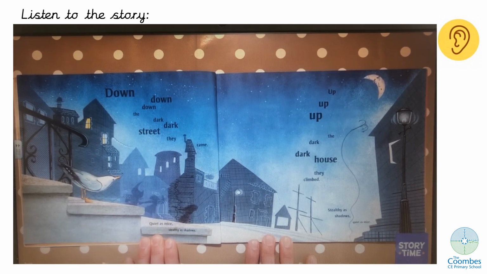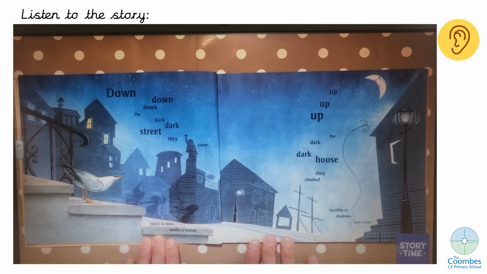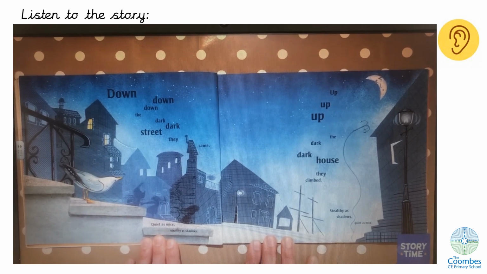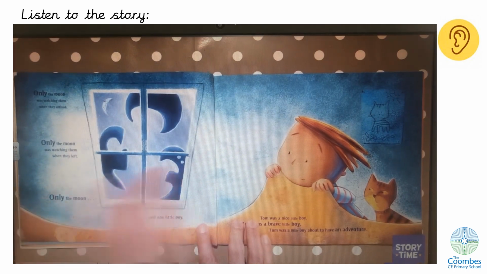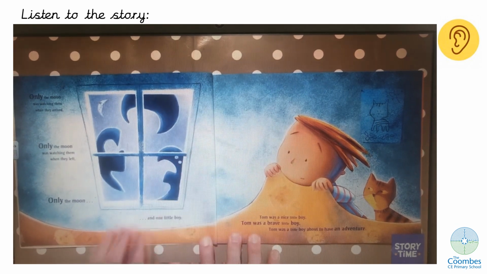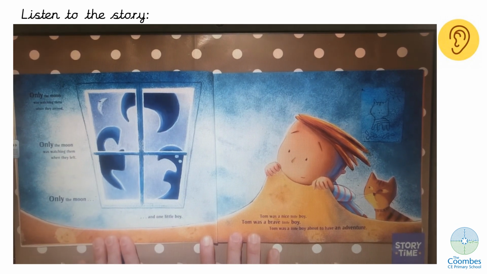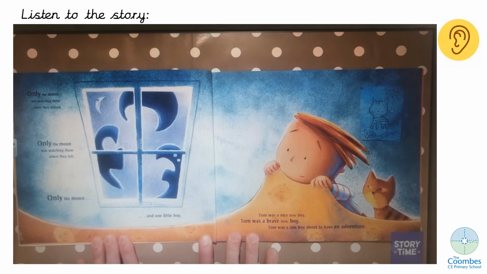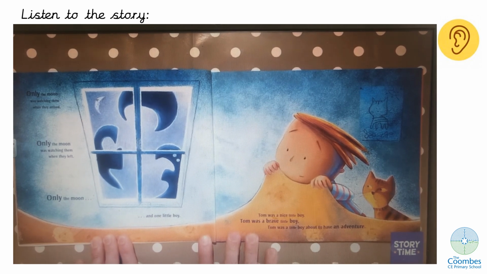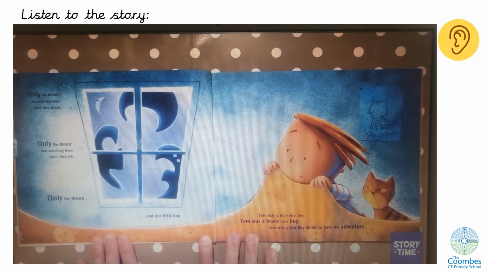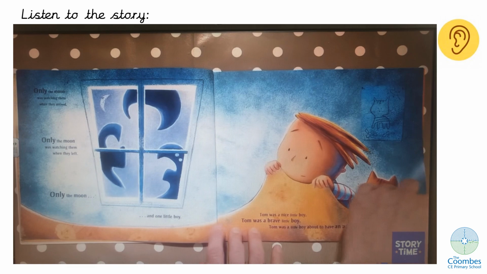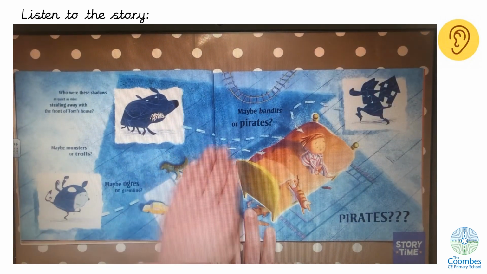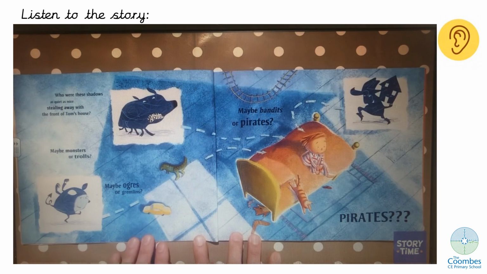Down, down, down, the dark, dark street they came, quiet as mice, stealthy as shadows. Up, up, up, the dark, dark house they climbed, stealthy as shadows, quiet as mice. Only the moon was watching when they arrived. Only the moon was watching them when they left. Only the moon and one little boy. Tom was a nice little boy. Tom was a brave little boy. Tom was a little boy about to have an adventure.